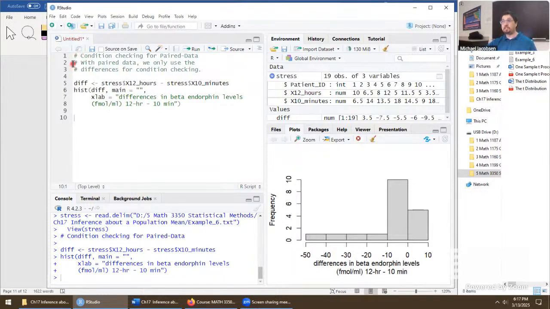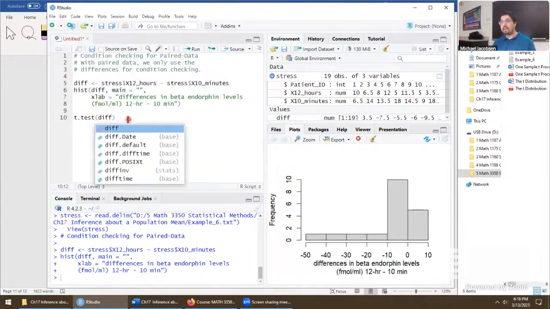Then I added a couple comments here. We immediately took the difference, because the data is paired, of the 12-hour data minus the 10-minute data, gave a histogram of the differences, and it's kind of neat to say that the actual long title there works pretty well here. And now to analyze the data, we use t.test. Pass to t.test, diff, the differences.